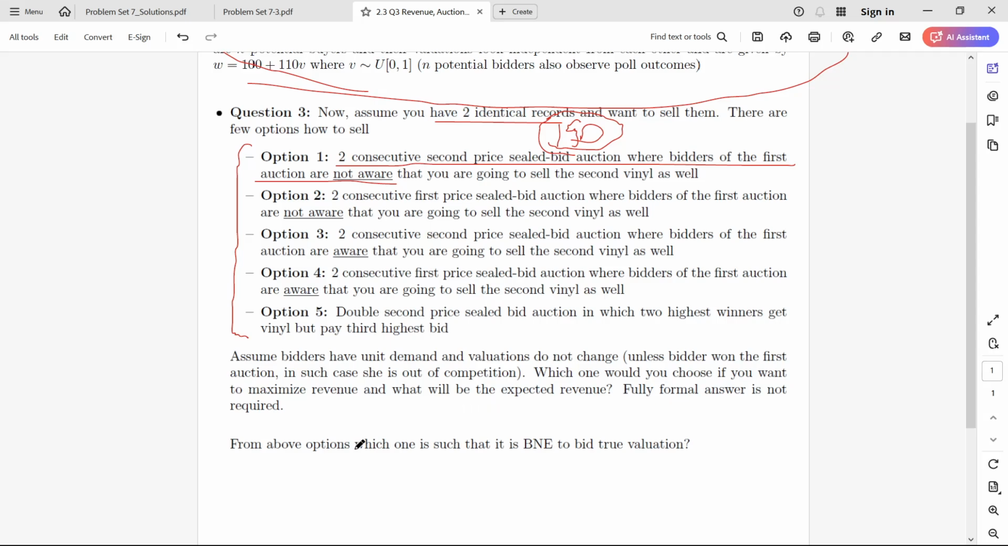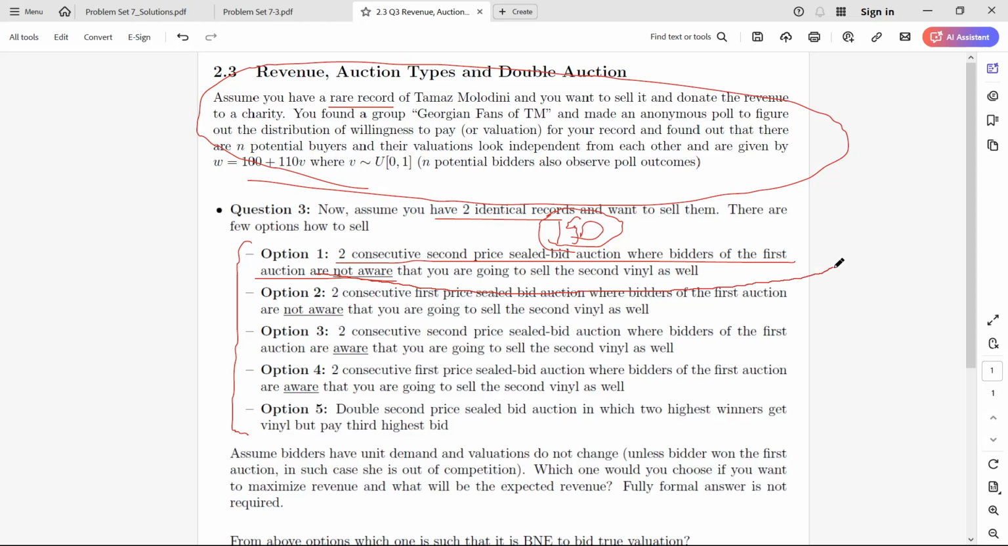there's actually a question here from above: which option is such that it is a Bayesian equilibrium to bid the true value? In this case, it will be a Bayesian equilibrium to bid your true value because in second price sealed auctions, that's generally the case. And because none of them are aware of what happens in the next period, they will just stay true to themselves, and these two auctions will be separate from each other. They will not depend on each other.